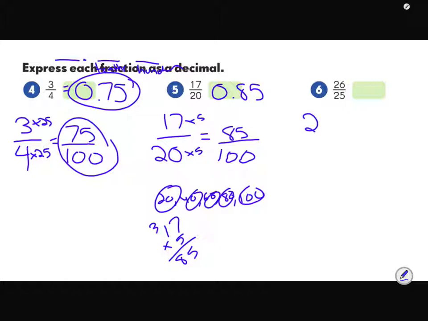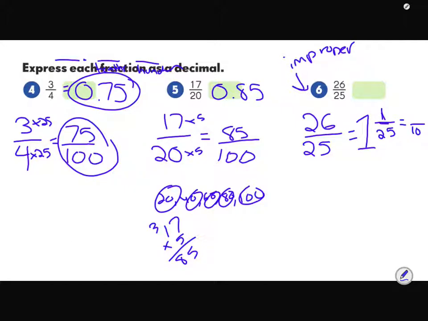Last one, 26 25ths. Again, I'm noticing that this is improper, but that does not matter. I'm going to keep it as it is, or you can change it first. So maybe you'll decide that you're going to make it a mixed number. If I have 26 25ths, I know one whole is 25 out of 25. I can pull 1 25 out of 25 out, and then to get to 26, I have 1 left over, and then I can go from there and say, okay, well, if I have 1 in 1 25th, I need to make this into hundredths, and I get 1 and 4 hundredths.